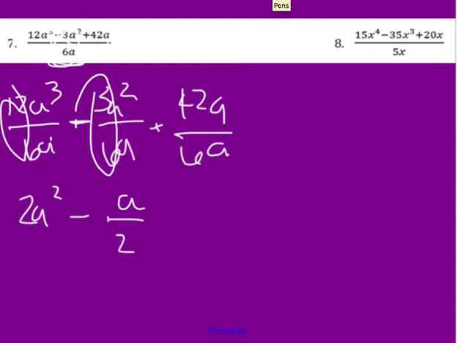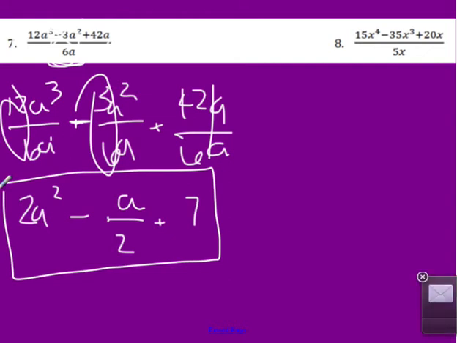And then 42 divided by 6 is going to give me 7. And a over a cancels out. So this right here is that division. Next, let's take a look at number 8.